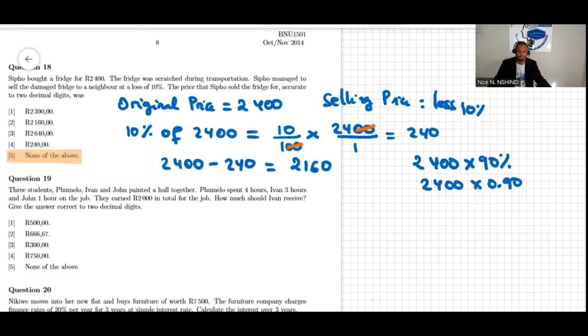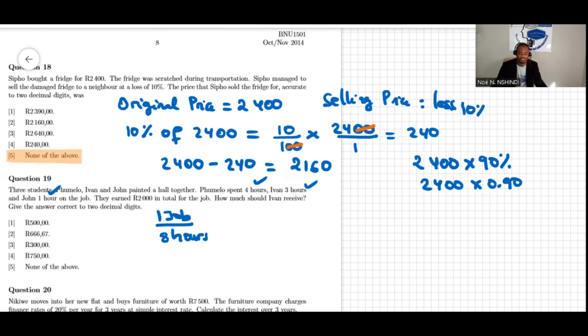Okay, we're going to consider the whole job as one job, which is done in 8 hours in total. Why am I saying 8 hours? Because Pumela spent 4 hours, Ivan spent 3 hours, that makes 4 plus 3, it's 7. And then John spent 1 hour, that makes 8 hours in total. So 8 hours to do that whole job.